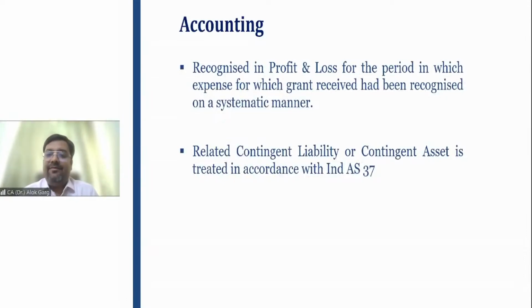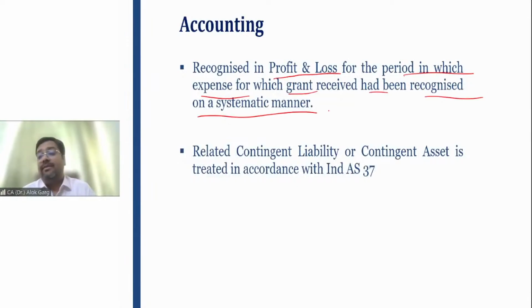So friends, if the government grant has been received or is likely to be received, it is recognized in profit and loss for the period. It is recognized in profit and loss for the periods in which the expenses which the grant was meant to cover are recognized, on a systematic basis.